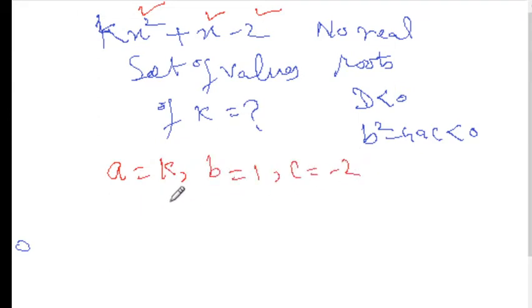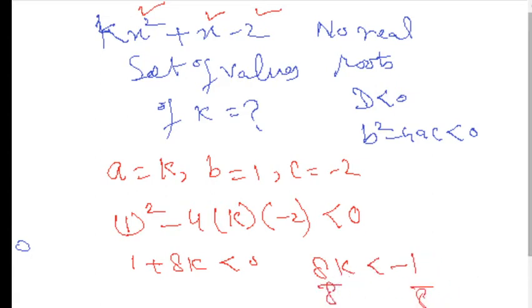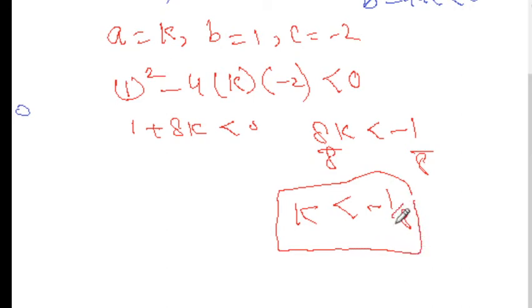Put these values in the discriminant. So 1 square minus 4 into k into c, which is -2. Result should be less than 0. That is the discriminant. So 1 plus 8k less than 0. It means 8k is less than -1. Dividing both sides by 8, k is less than -1 upon 8. For these values of k, there will be no real roots.